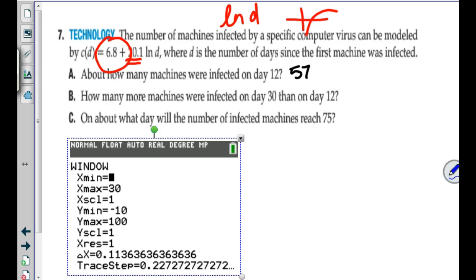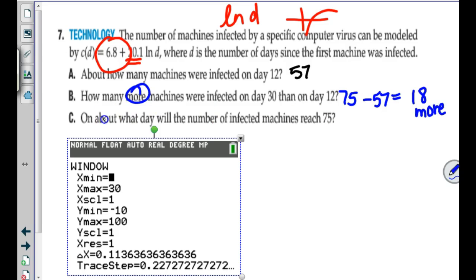75. So it actually says how many more machines were infected on the 30th and the 12th. So that would be what, 18 maybe? Did I subtract right? I think so. 18 more.